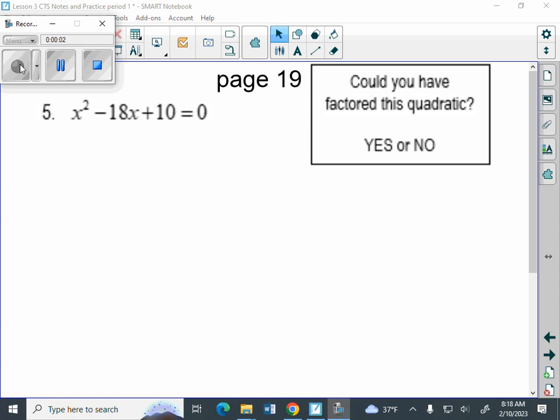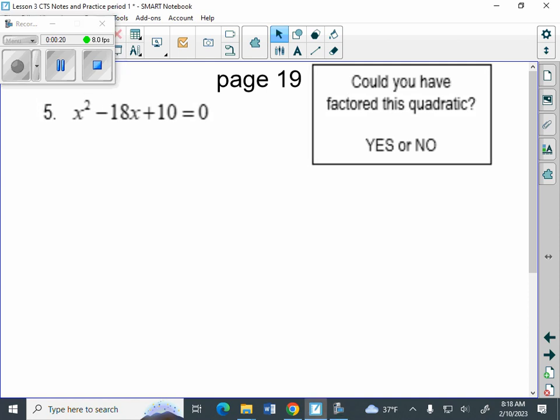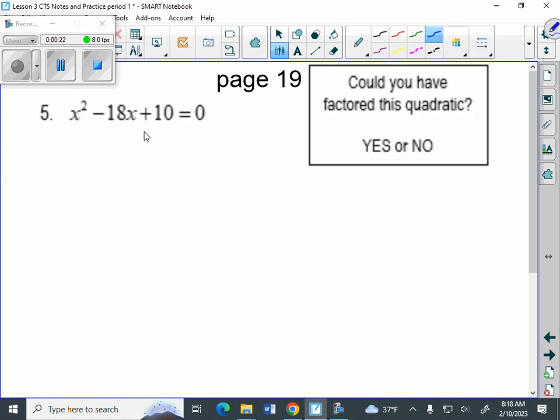Problem number 5 of completing the square. And what we're going to do is just follow the steps. There is no number in front of the x squared term. And because of that, we don't have to worry about step 1. But we can start by subtracting 10 from both sides.